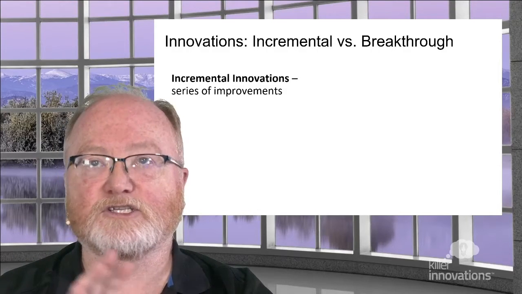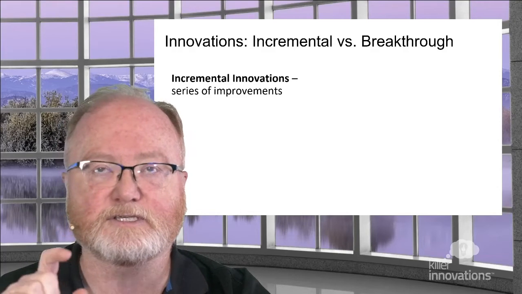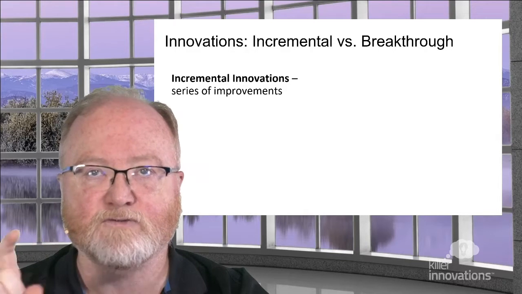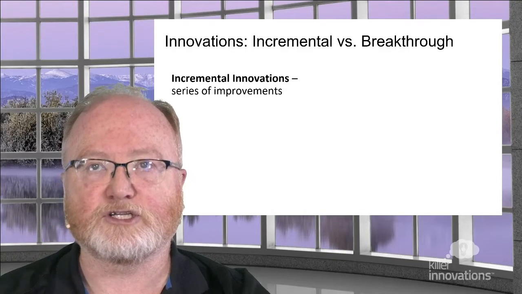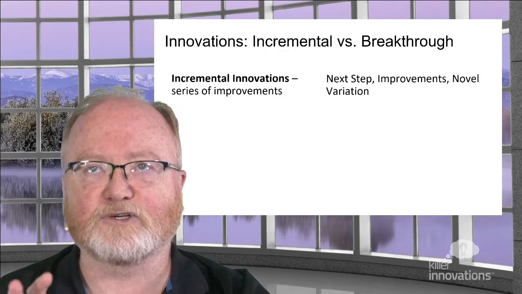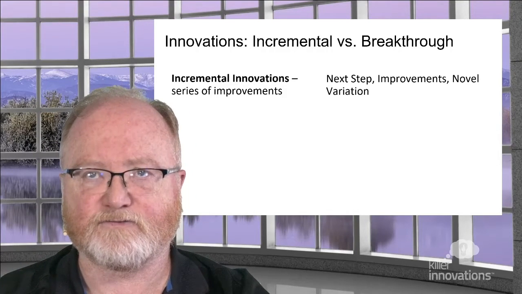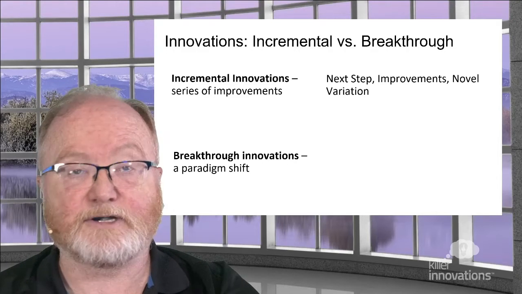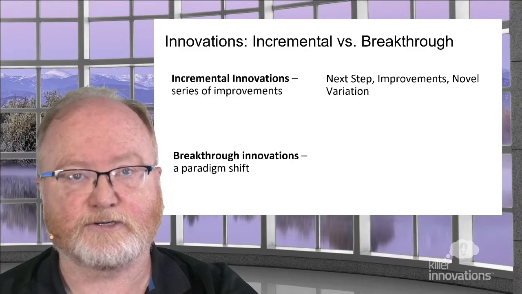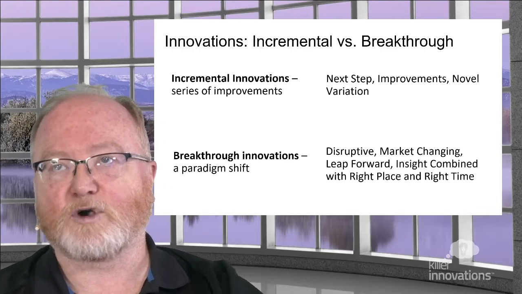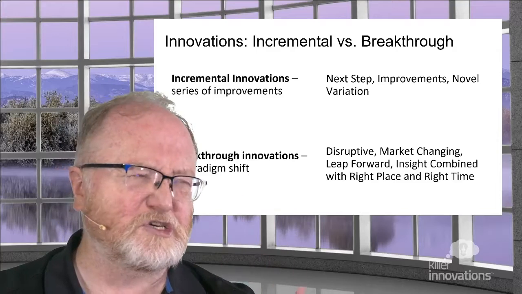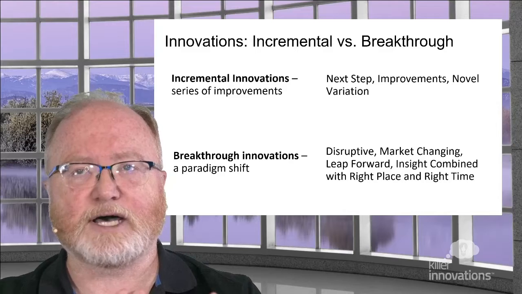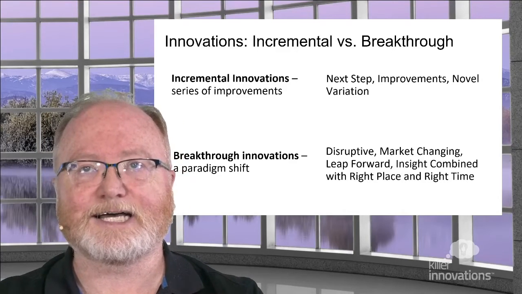So an incremental innovation is just a series of improvements. It's kind of the constant improvement in product quality, maybe new feature sets, multi-generational kinds of things. So it's next steps, improvements. It may be a novel kind of variation to it. A breakthrough innovation is really this paradigm shift, what I refer to as a killer innovation. And that is disruptive, it's market changing, it's a huge leap forward. It's really insight combined with the right place, right time, right?